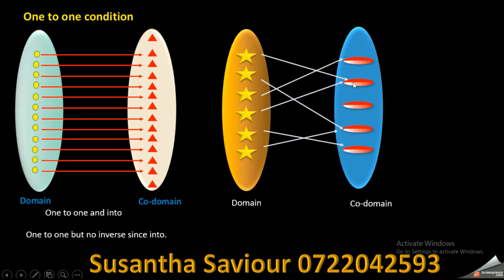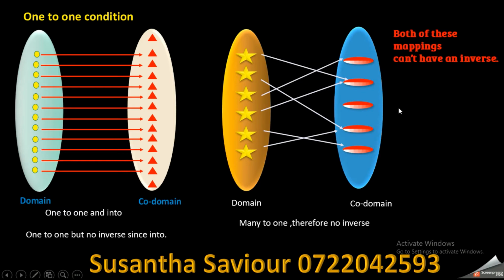So if you try to reverse this one, what will happen? This is a one-to-many situation. One-to-many are not functions, right? Therefore this many-to-one has no inverse. Even though this is one-to-one, it is an into case, therefore there is no inverse for that too. Both these mappings can't have an inverse. Let's move on.